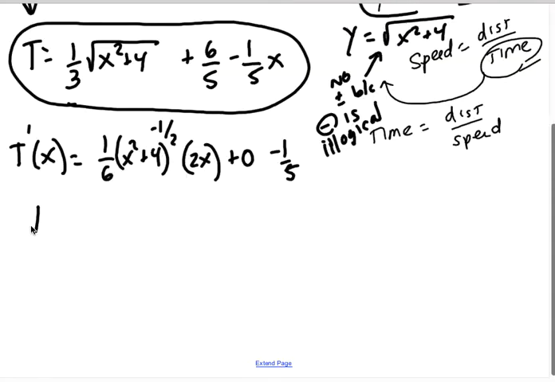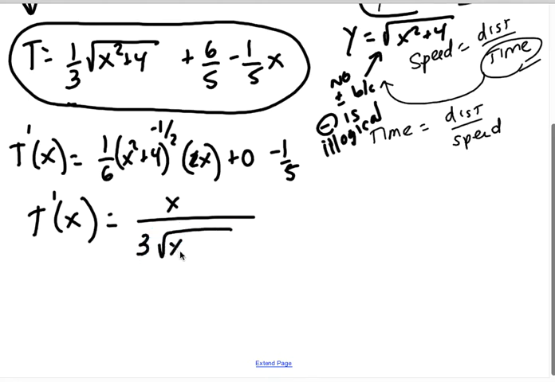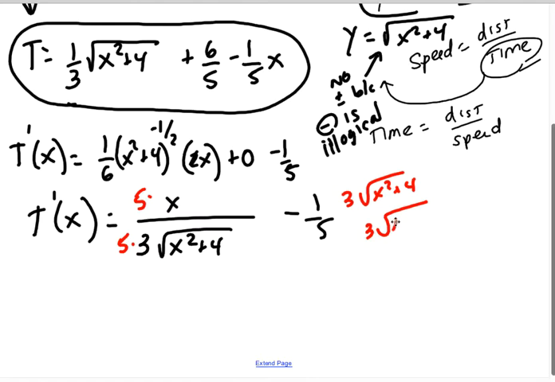So after all that work, I get that t prime of x is, I'm going to use the 2 to cancel with the 6, so I get 1/3. So I get x over 3 times this square root, minus 1/5. Now, I want to find where this thing has critical points. The easiest way to do that is to get a common denominator. So I'm going to multiply this thing by 5/5, and I'm going to multiply this thing by the 3 times the root over the 3 times the root.